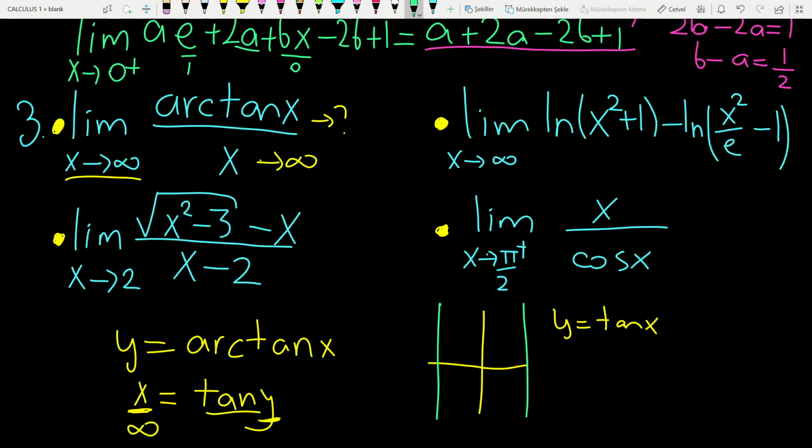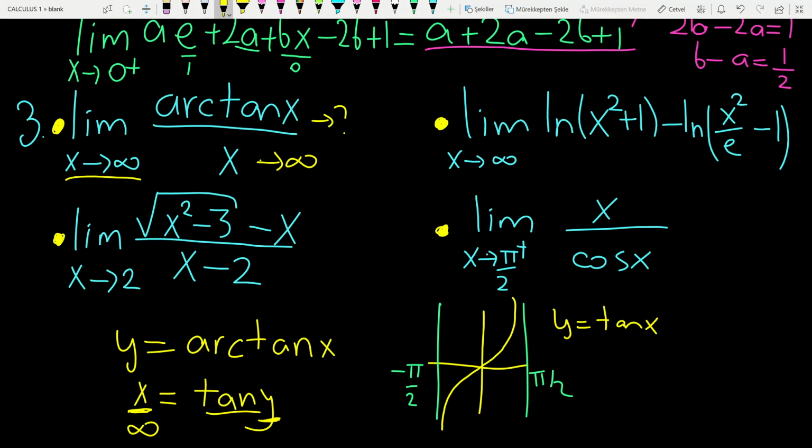We have these asymptotes. This is pi over 2. This is minus pi over 2. Okay, and let me continue. And it is the graph of the tangent function.